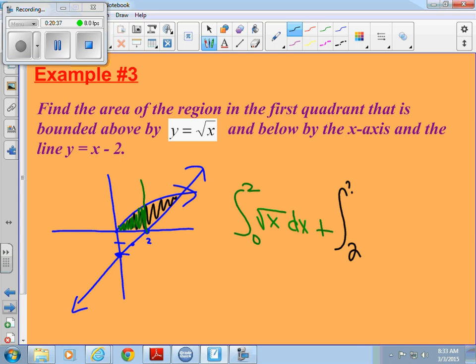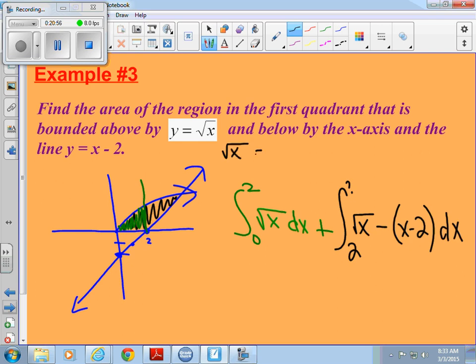Of the top curve, which is the square root of x, minus the bottom curve, which is x minus 2. Notice I put the x minus 2 in parentheses. Make sure you don't forget to do that. I do need to go find that intersection.